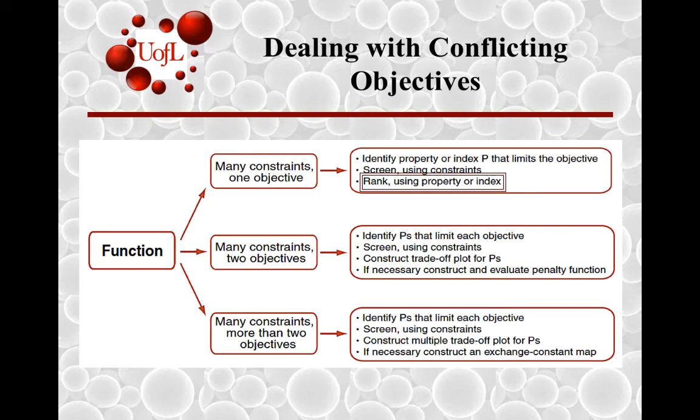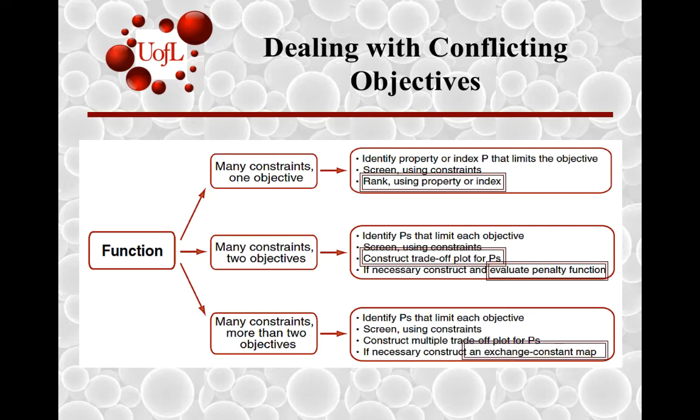So, depending upon the first case where you have a single objective, you can use either a ranking system based on different properties or an index that is a combination of properties potentially. In the second case, when you have two objectives that could be conflicting, you could construct a trade-off plot or you could evaluate a penalty function. We shall focus on the situation where we construct trade-off plots for the two performance indexes.